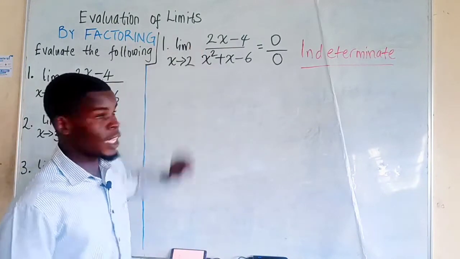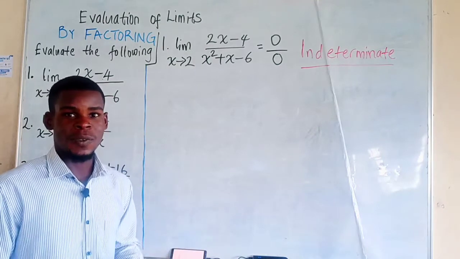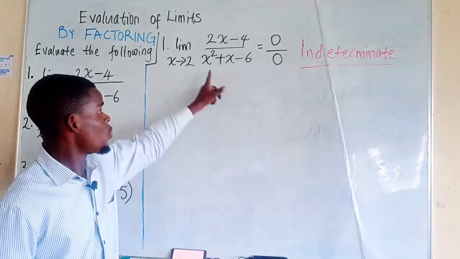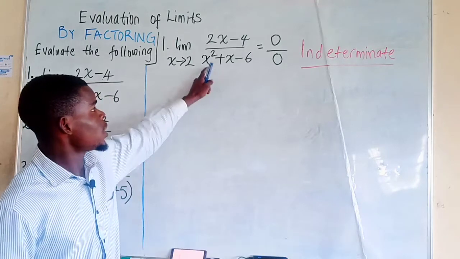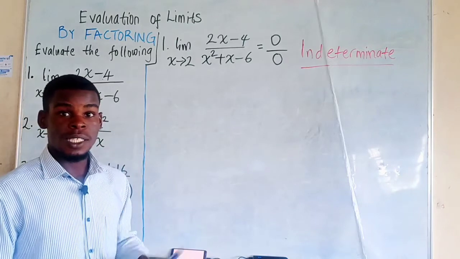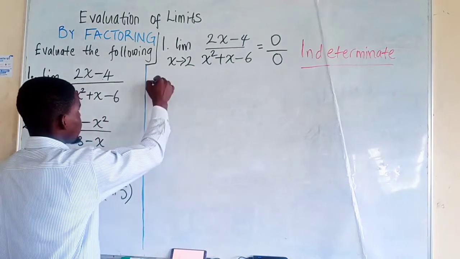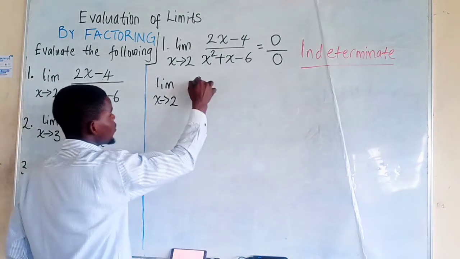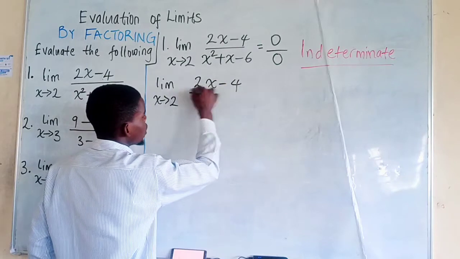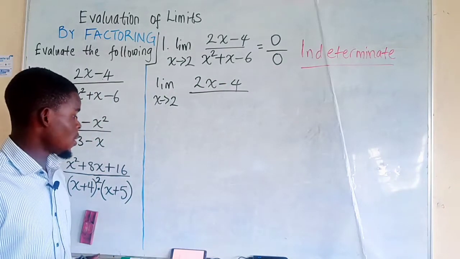The numerator is a linear function, so we can't factor that. We can't get the factors of a linear function. Instead, we will do it for the denominator, because that's a quadratic. Good. Let's see how we can factorize the denominator. That's a quadratic expression, so by factoring it, we're going to have the limit as x tends to 2. Now let me put down the top. Now the bottom, we need to get the factors of x squared plus x minus 6.